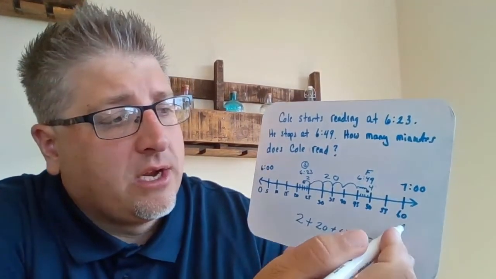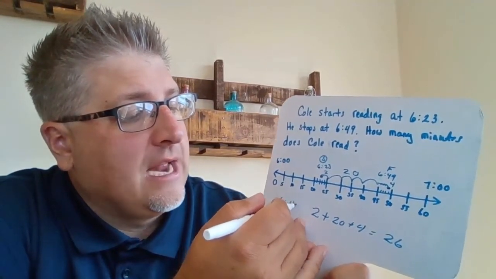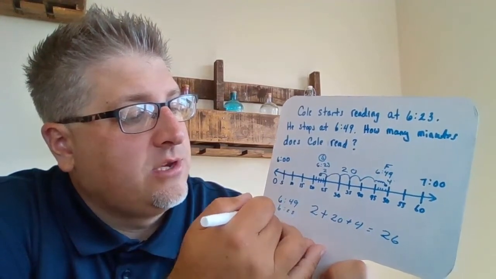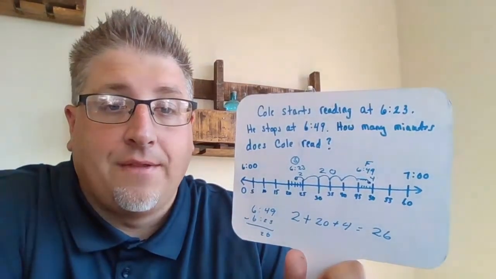And like I said, we could have just come here and done 6:49 minus 6:23 if we wanted to, and gotten 26. But I wanted to really show you what it looked like on the number line. So that was going forward on the number line.